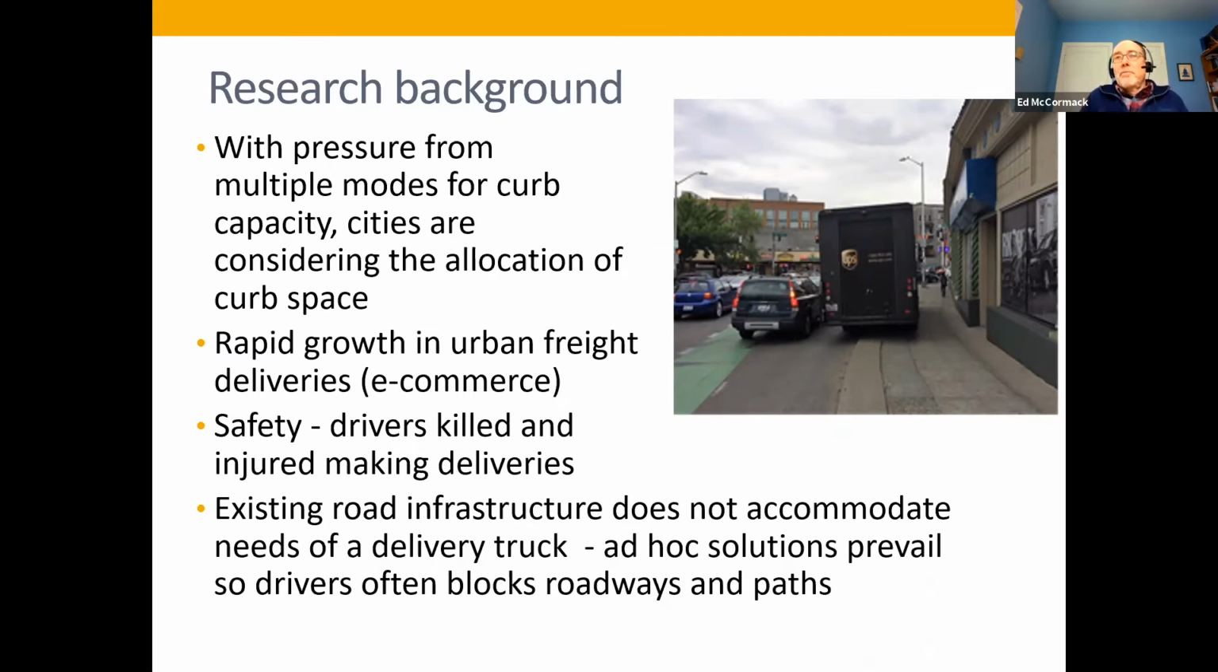So drivers often block roadways and pathways. I mean, you can see in this picture here, the green path is a bike path. And so this driver has forced a car to drive in the bike path and get in the way of bicyclists. So there's a lot of what we call unauthorized behavior where the drivers are parking in bike lanes, on sidewalks, blocking turn lanes, parking in the middle of the street, all sorts of things that just don't work very well.